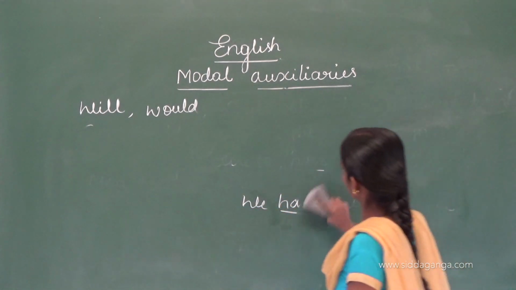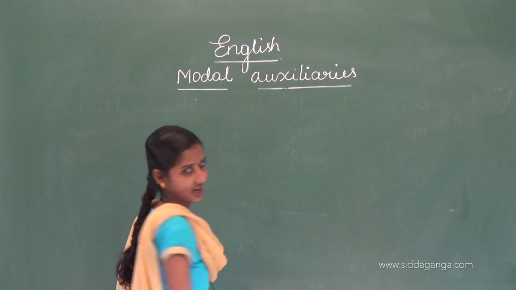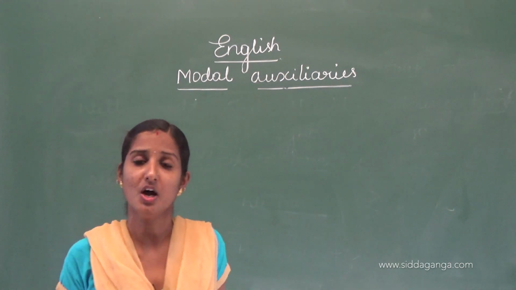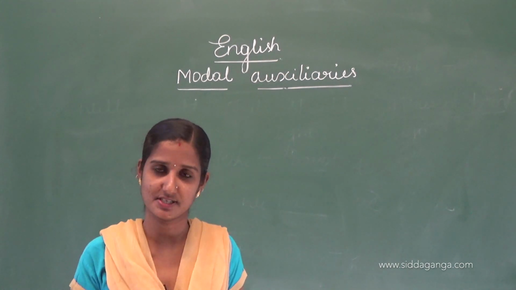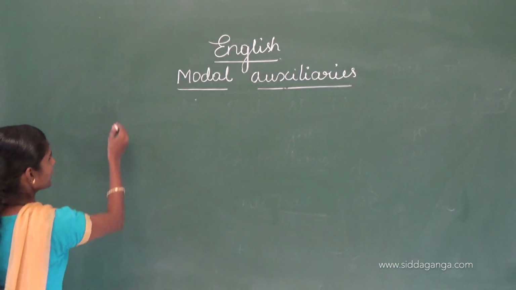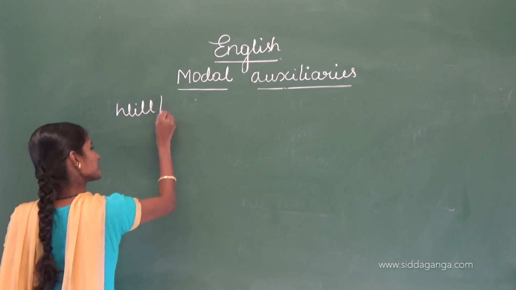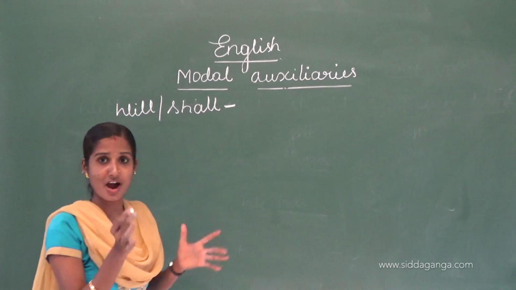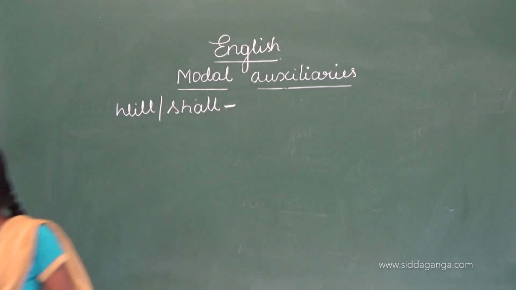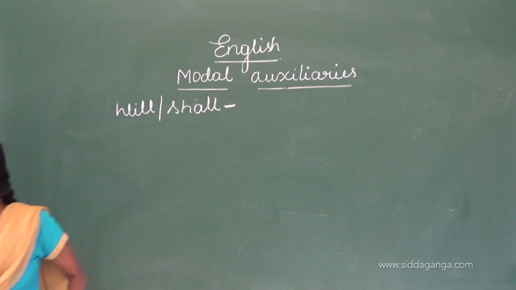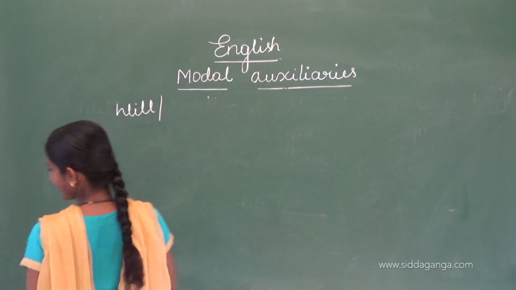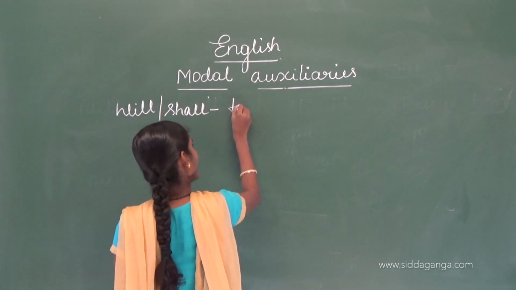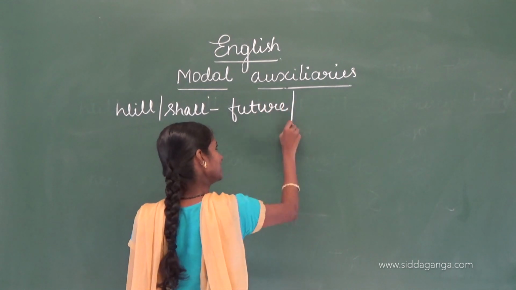Okay. So first we will go through will and shall. Both are used when you are going to tell about the future actions. So here I am writing the function. When we use shall and will, we are telling about the future actions, okay, and the determination.